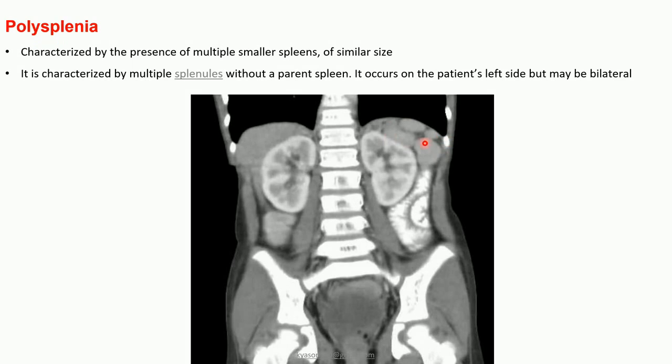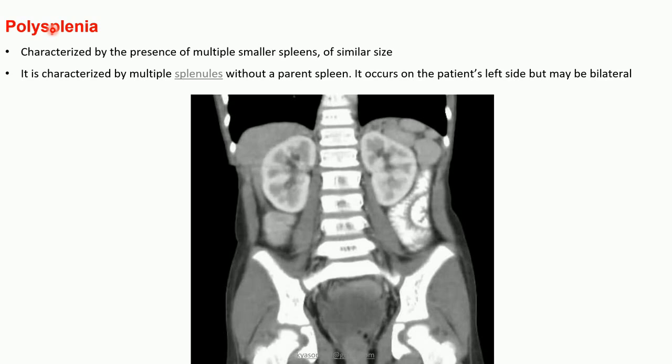Close to the kidney, you can see those different tissues. They are tissues of the spleen. They are going to be multiple, and we shall call that polysplenia. Because if the mesodermal tissue doesn't condense together to form one solid organ, it results in what we call polysplenia.